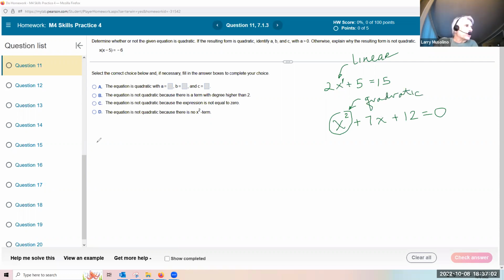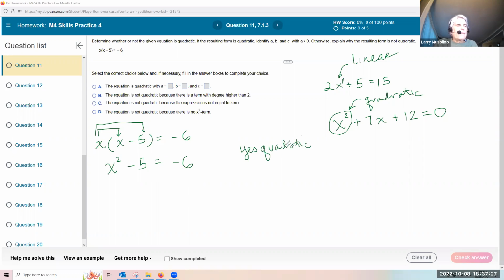So let me take the equation they're giving us and try to figure out if it's linear or quadratic. Before I can answer that, let me take this x and multiply it inside the parentheses. X times x is x to the 2, and x times this 5 back here is negative 5. Right away I can see it is quadratic because I'm seeing an x squared present. So yes, quadratic. I know the answer is going to be A, because all the answers B, C, and D are saying the equation is not quadratic, but this equation is quadratic because of the presence of x squared.